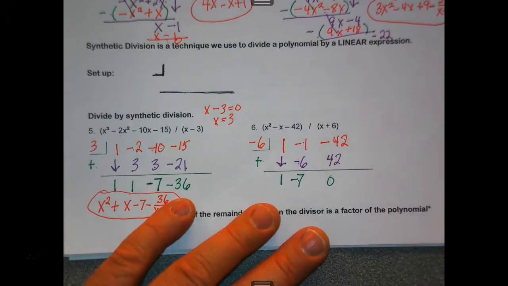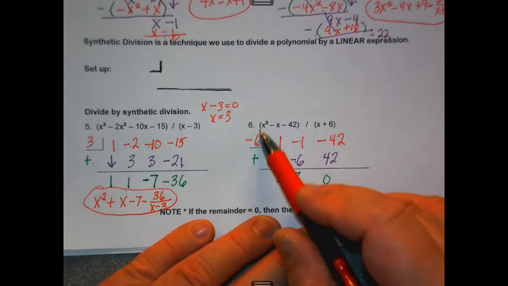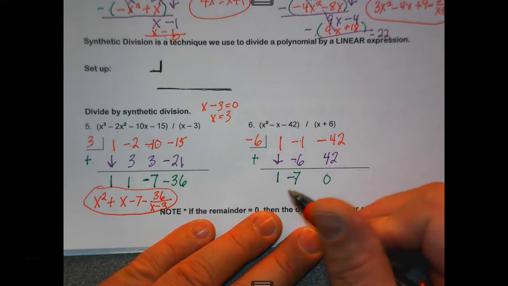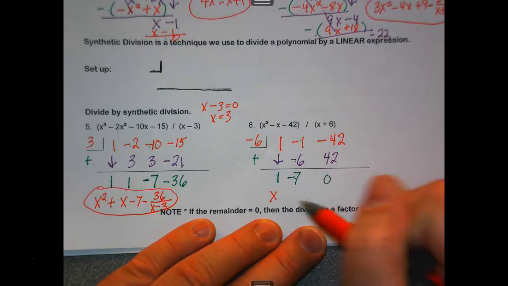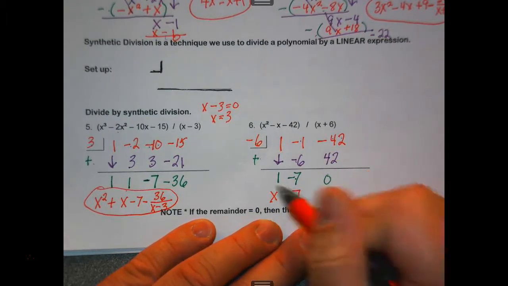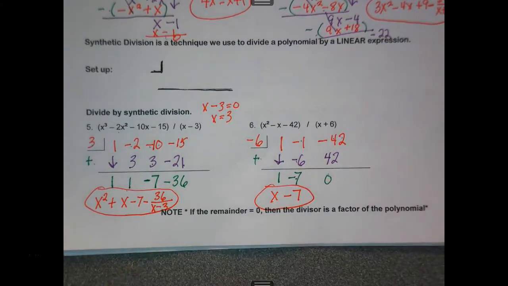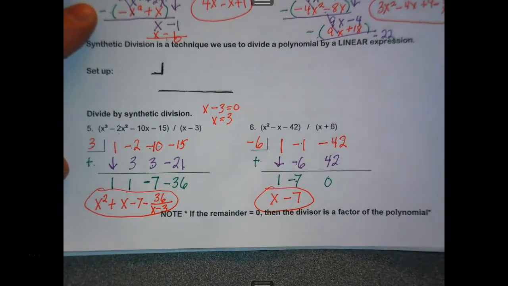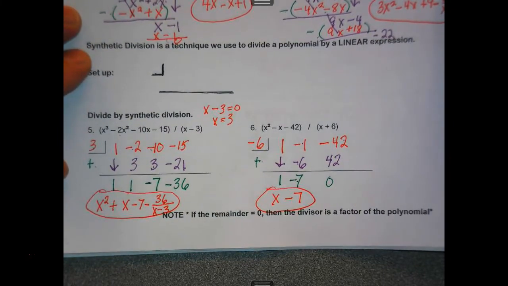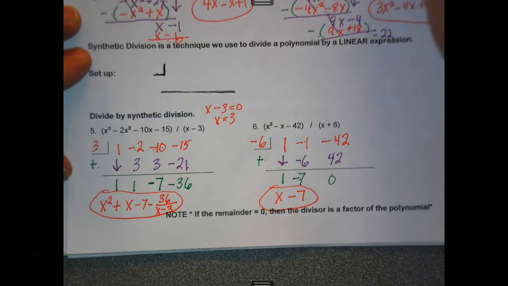Okay, my answer here. Let's see, I'm going to go down an x. So this is x to the first minus 7 and no remainder. See how easy that is? Easy, easy, easy. Remainder 0.